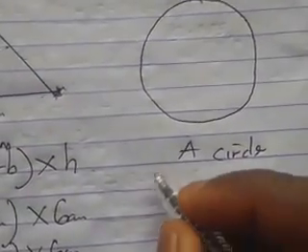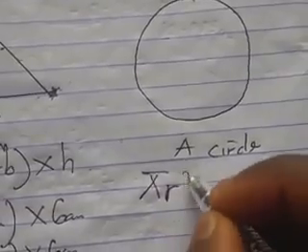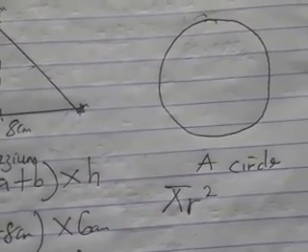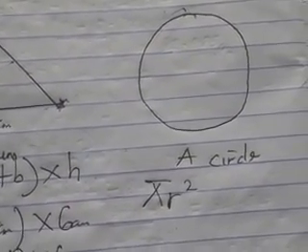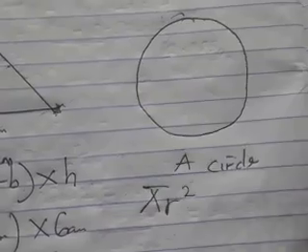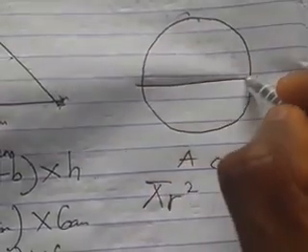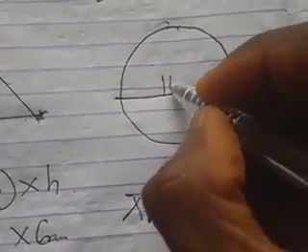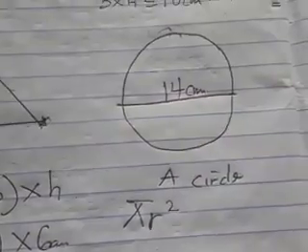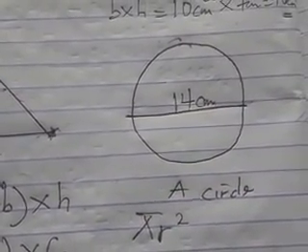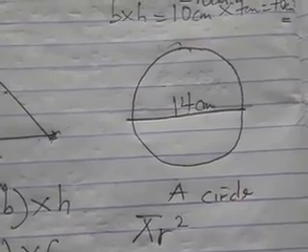The area of a circle is called pi r square. Listen again. The area of a circle is called pi r square. What is the meaning of r? R means radius. So for instance, I give you a diameter that divides the circle to be 14 centimeter. Don't forget what's the diameter. A diameter is a line that divides a circle into two equal parts.